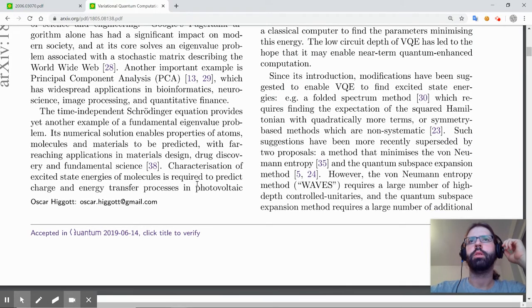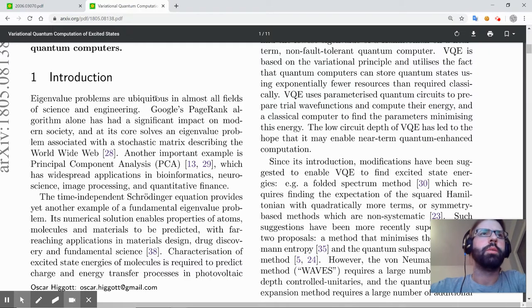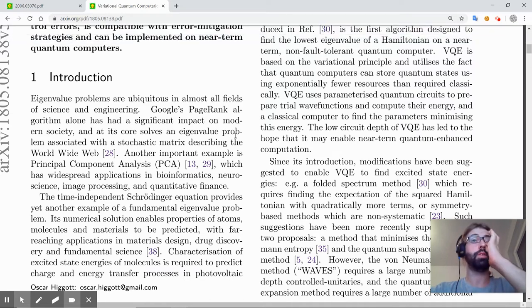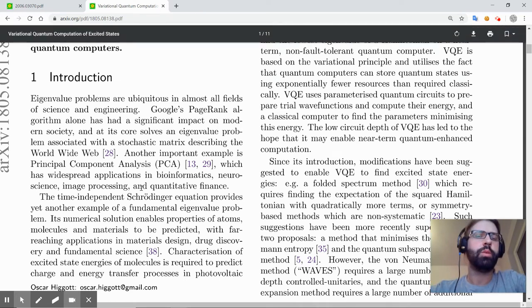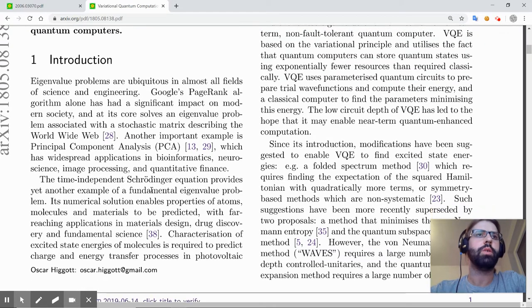Folded spectrum method, because there's some eigenvalue problems are ubiquitous among science and engineering. Google's PageRank algorithm alone has had a significant impact on modern society, and at its core solves an eigenvalue problem associated with the stochastic matrix describing the World Wide Web. Another important example is principal component analysis. The time-independent Schrodinger equation provides yet another example of a fundamental eigenvalue problem.